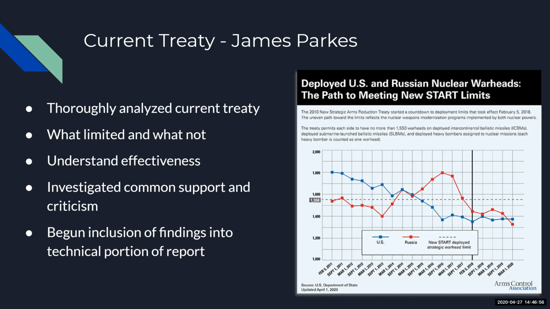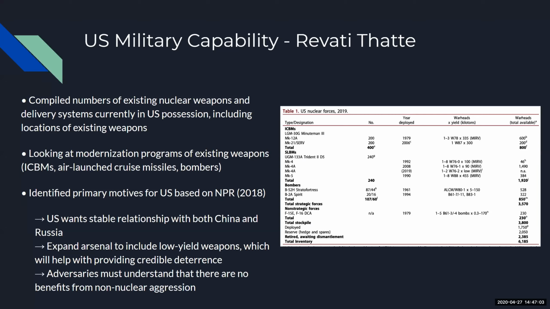Hi, this is Ravati Tate. So I primarily focused on doing research into the US's military capability. This involved compiling numbers of existing nuclear weapons and delivery systems currently in US possession, including the locations of existing weapons. So looking at where they're stored both domestically and abroad. Several locations in Europe, such as Belgium, Germany, Italy, the Netherlands, and Turkey. Also looking at modernization programs of existing weapons.